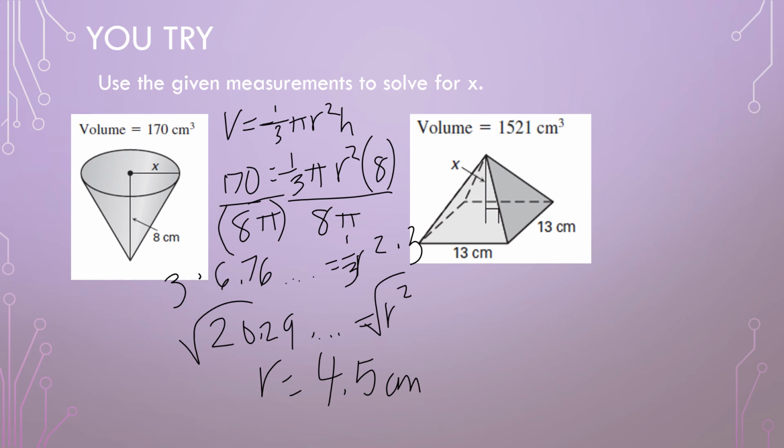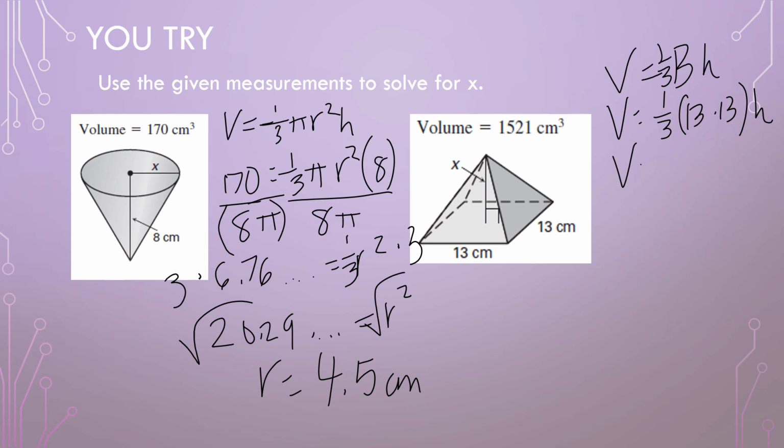Then for the next one, the volume. So this is a pyramid, so 1/3 base times height. The base is a square, so you're going to do 13 times 13. We're looking for the height. 13 times 13, or just plug everything into your calculator. You get, oh, and I forgot to plug in the volume here.